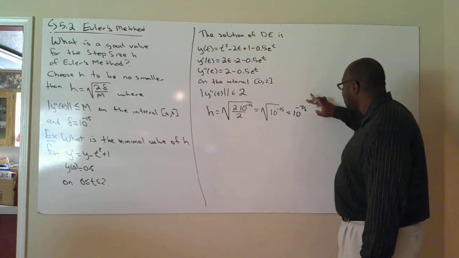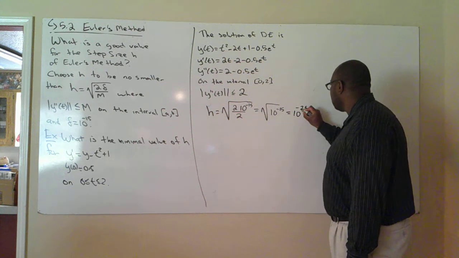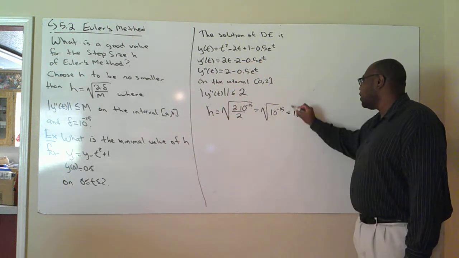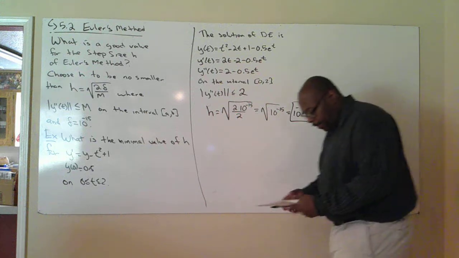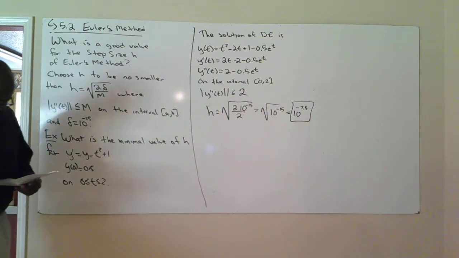Negative 15 halves. 15 halves is negative 7.5. I think that's what I meant to say. And whatever that may be, that's going to be our h in this particular case. So we don't want to make our value of h any smaller than that. Anything smaller than that will introduce round off error.